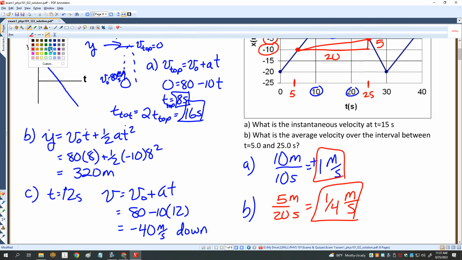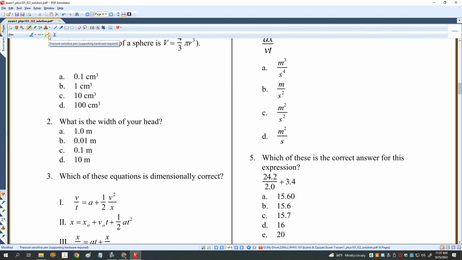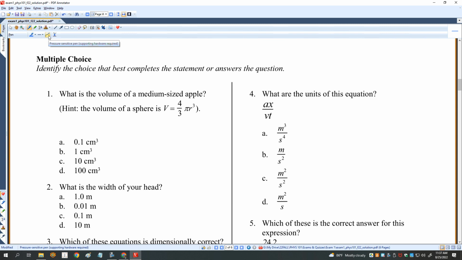Now let's get to the multiple choice of this test. What is the volume of a medium-sized apple? Well, a cubic centimeter is about that. Is that the right size? It depends how big your screen is, I guess. But anyway, look at your pinky. The end of your pinky is about a cubic centimeter. So how many of those will fit into an apple? It's definitely not A or B. C would be a pretty tiny little apple. So it's actually going to be D, that a normal sized apple is about 100 cubic centimeters.